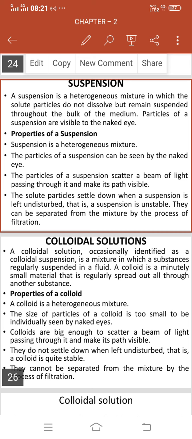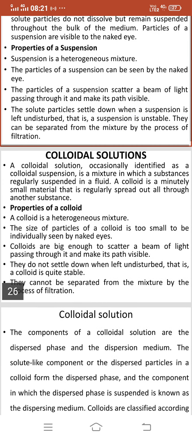What are the colloidal solutions? A colloidal solution, occasionally identified as a colloidal suspension, is a mixture in which a substance is regularly suspended in a fluid. A colloid is a minutely small material that is regularly spread out all through another substance. Now, what are the properties of the colloid?